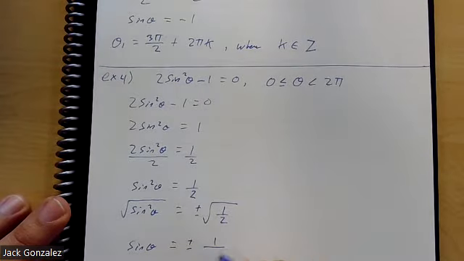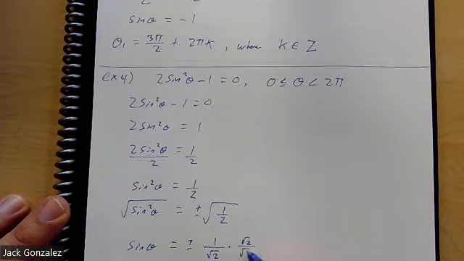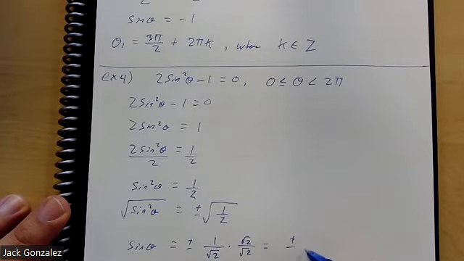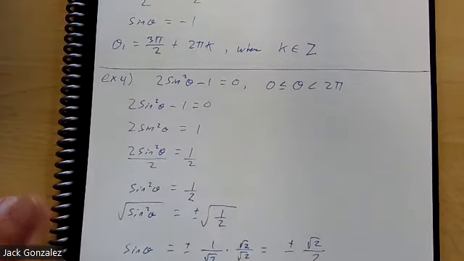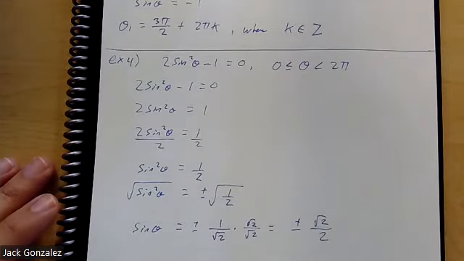is 1, root 2. If you rationalize, you will see this is very familiar, right? Square root of 2 over 2. You've seen that before on the circle, right?